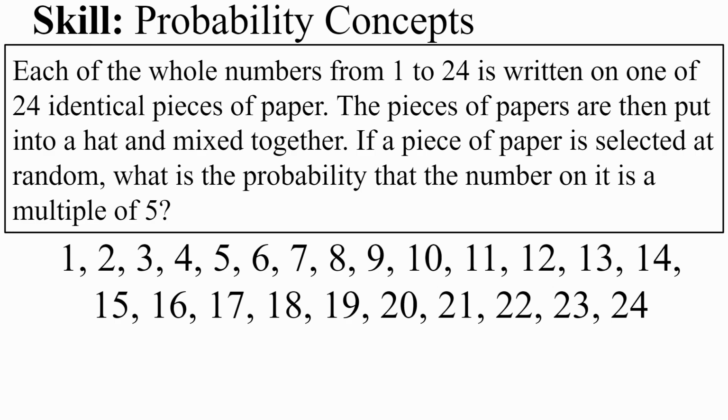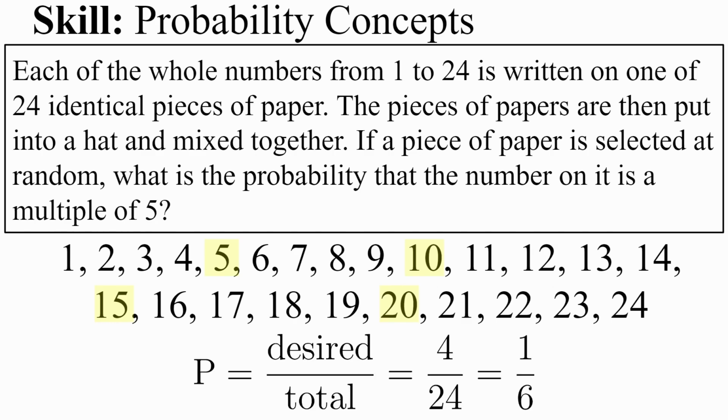So to figure out the multiples of 5 that are there, you can just skip count. So 5, that's one of them. 10, that's another one. 5 times 3 is 15. That's another one. 5 times 4 is 20. And if there were 25, 30 on this list, we would keep going. But we see the list stops at 24, so we're going to stop there. So we highlighted 4 numbers, so that's 4 desired out of a total of 24. And that simplifies to, you could just do that on a calculator, 1/6.